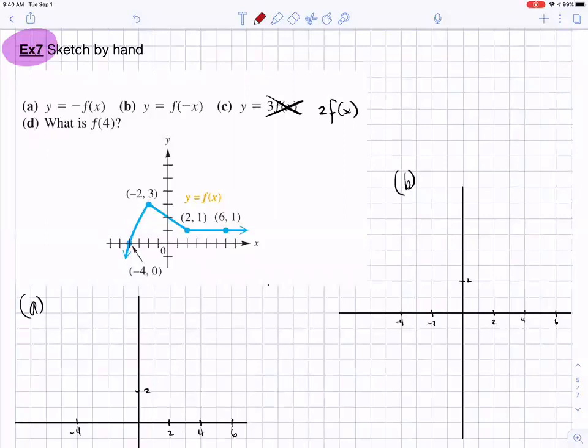All right, and so part A says that we want to take a look at our function, and we want the opposite of the original. Another way to say that, I can think of 2 other ways to say that. All of my y values are going to turn negative. My x values are staying the same.